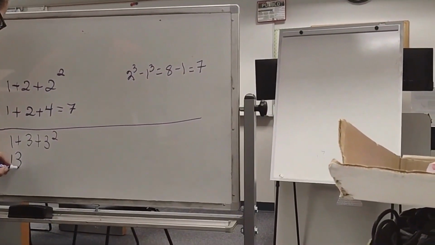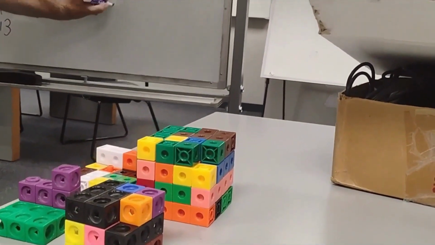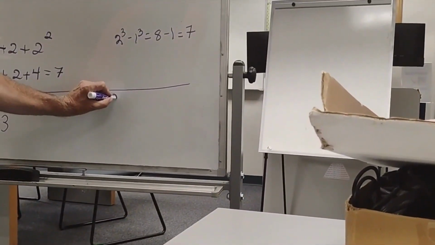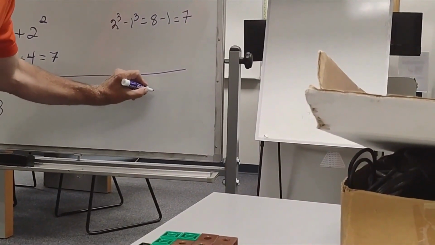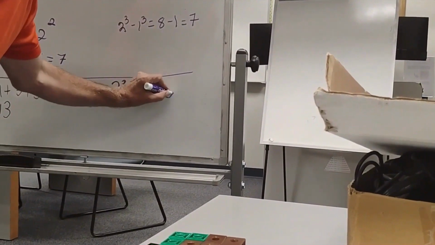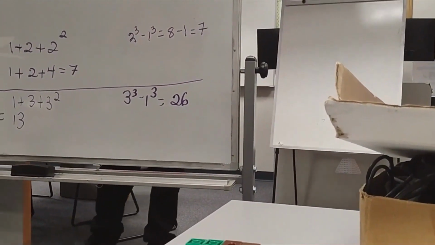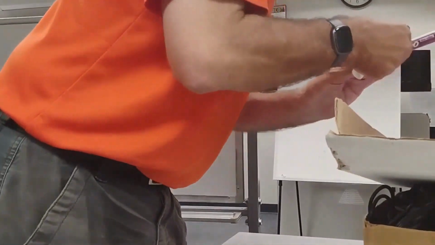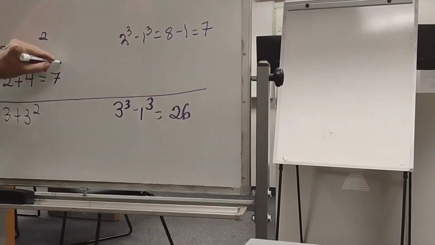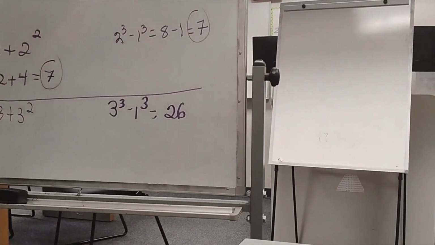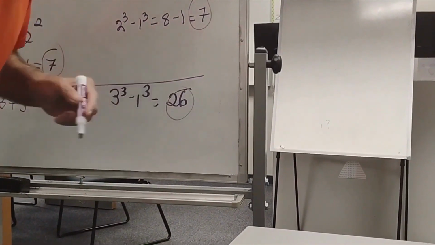And the 27, express that using a power. 3 cubed. Okay, so 3 cubed minus 1 cubed is going to give us 27 minus 1, which is 26. And is there another color here? Yes, there is. Let's use one that's very close to purple. But 7 and 7 being exactly the same, 13 and 26 not the same.